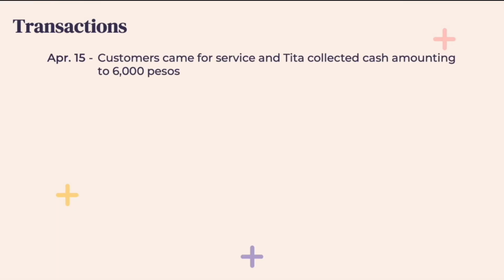On April 15, customers came for service and Tita collected cash amounting to 6,000 pesos. Is this a financial transaction? Yes, katulad lang nung naging huli nating transaction with the customers, nag-render ng service si business, kaya, yes, it is a financial transaction. Nagbayad ang customers with a total of 6,000 pesos.